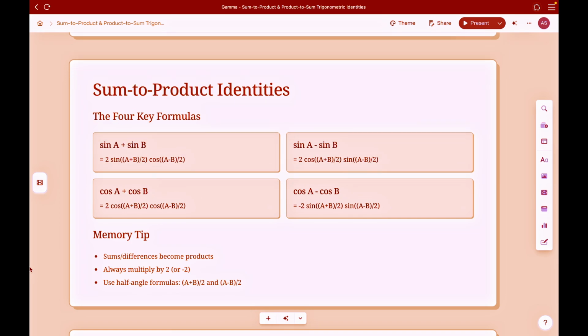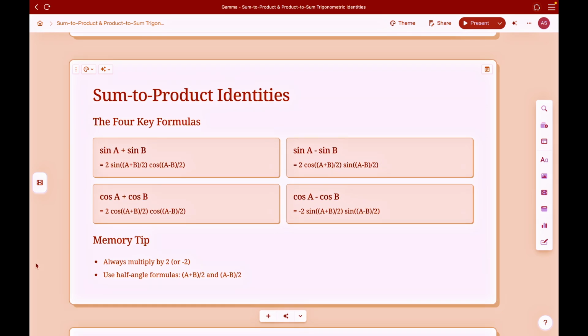Over here are the sum to product identities and the 4 key formulas. Now, for memorization, you can always, of course, use the table method I showed you, or any other methods. Of course, if you have any other methods, leave them down in the comments for any viewers to see, as it would really help all the people that watch my videos to understand more about these topics.